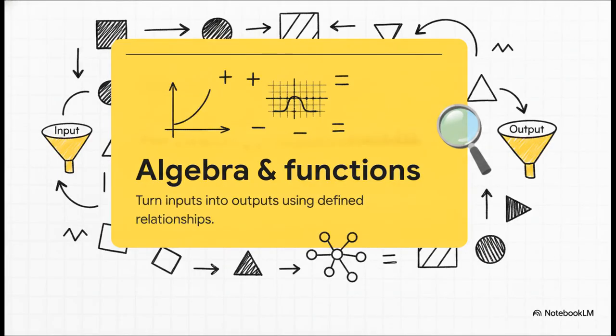And finally, rounding things out, we have algebra and functions. Algebra provides the core rules that actually let a model operate, because at the end of the day, a model is really just a giant function. It takes an input, uses defined mathematical relationships, and reliably turns it into an output.